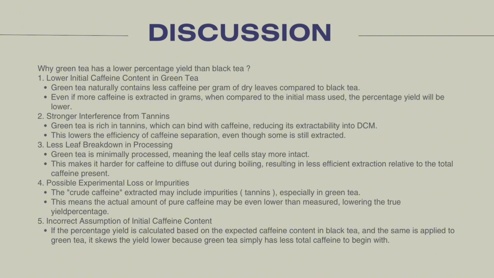And the last one, incorrect assumption of initial caffeine content. If the percentage yield is calculated based on the expected caffeine content in black tea and the same is applied to green tea, it skews the yield lower because green tea simply has less total caffeine to begin with.